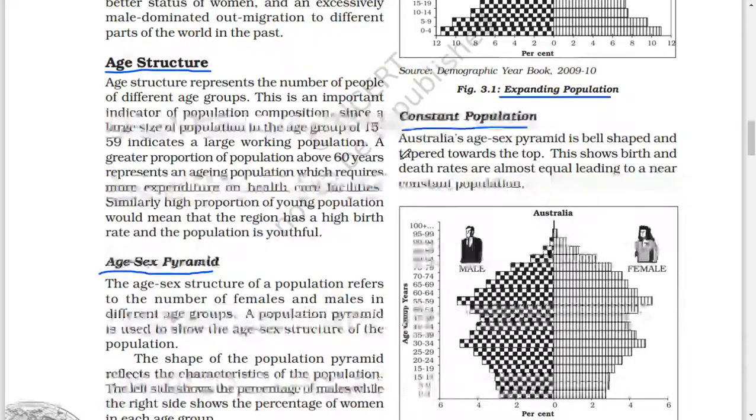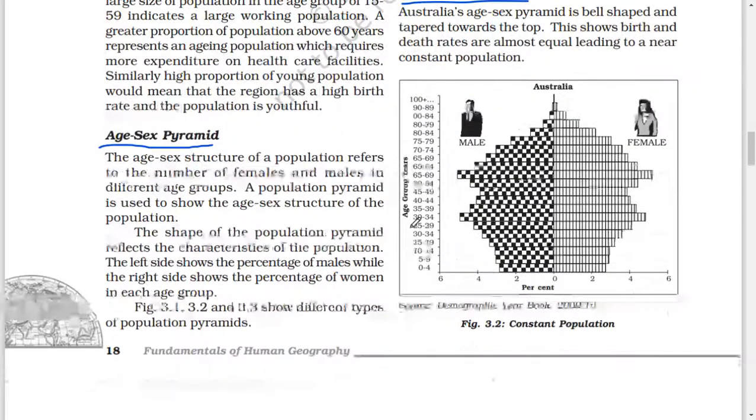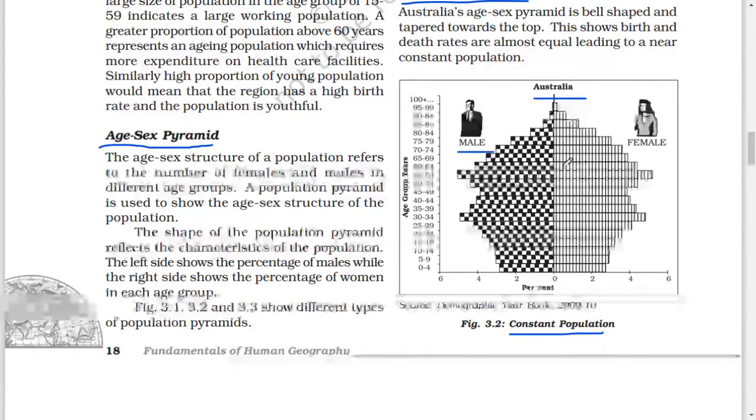Australia's age-sex pyramid is bell-shaped and tapered towards the top. This shows birth and death rates are almost equal, leading to a near constant population. Australia, constant population, male, female.